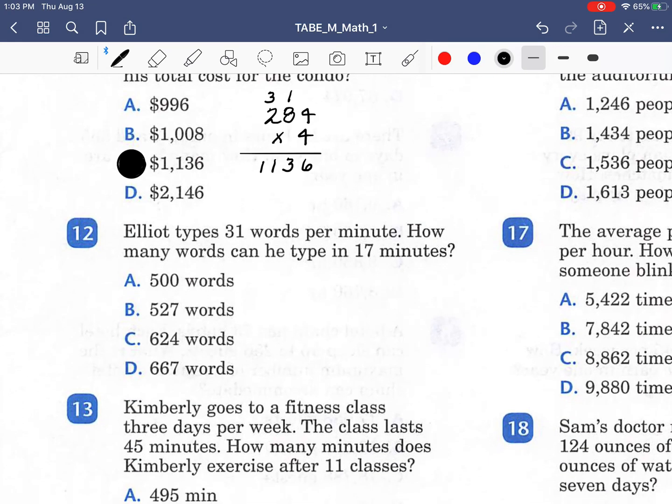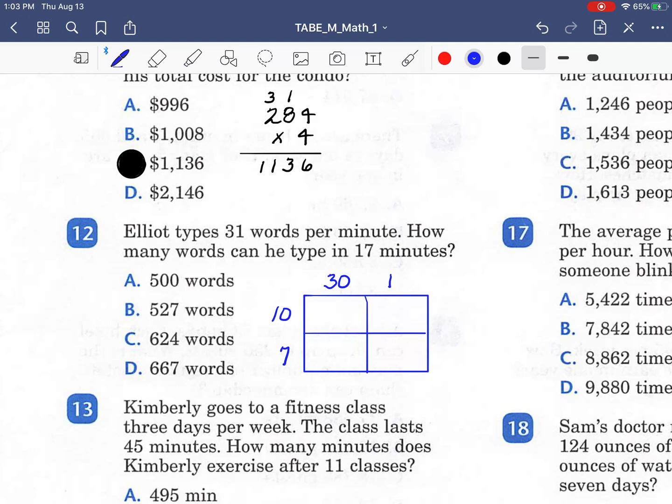Number 12. Elliot types 31 words per minute. How many words can he type in 17 minutes? This time I'll do the other method for those of you who may like that better. If you don't want to do this one, that's okay. You do the method that you like.